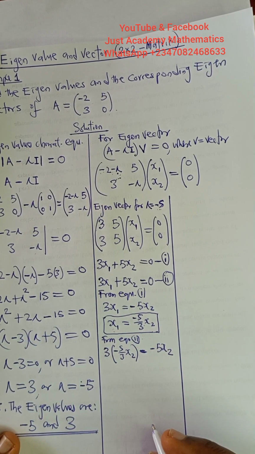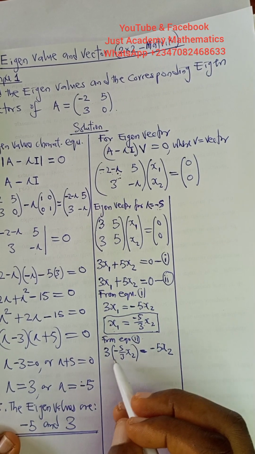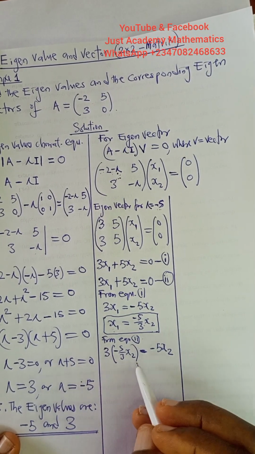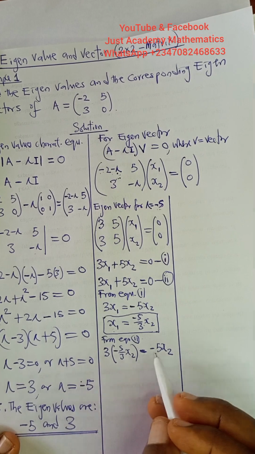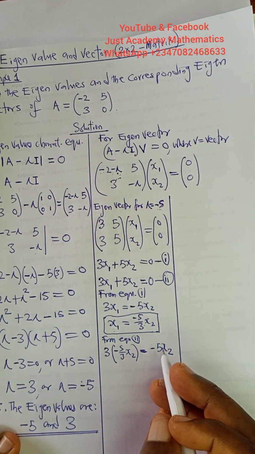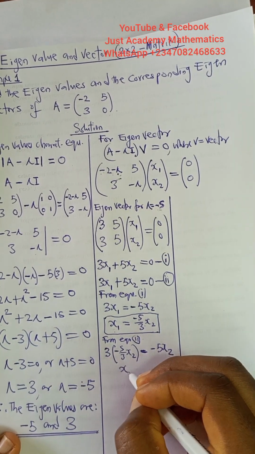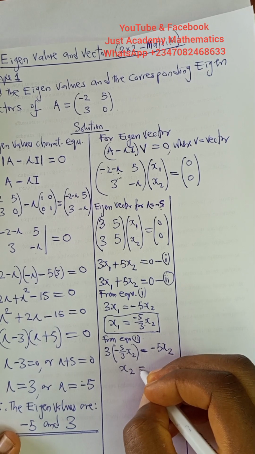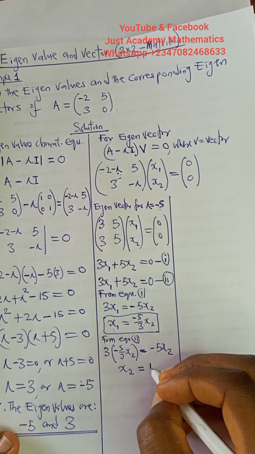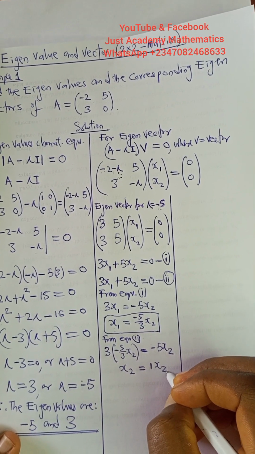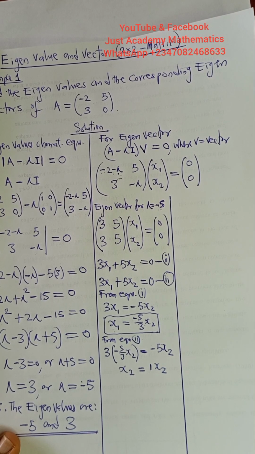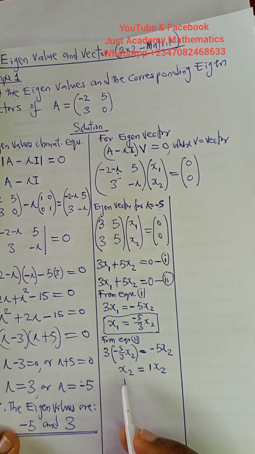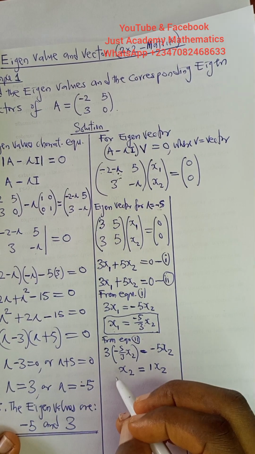Now, with that, of course, you can see that 3 can cancel 3. If 3 cancels 3, you have -5x2 plus 5x2. So we can actually conclude that x2 is equal to what? 1x2. Are you following? The value of x2 is equal to 1x2.